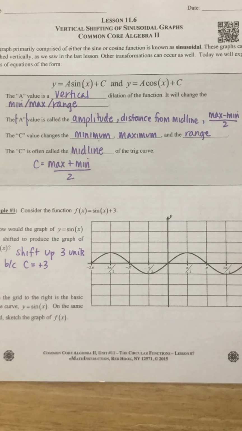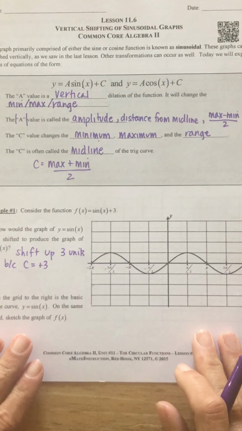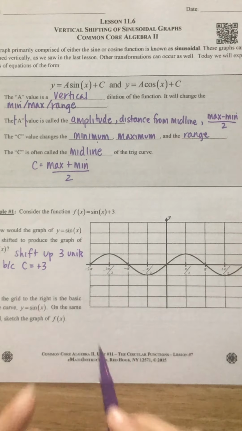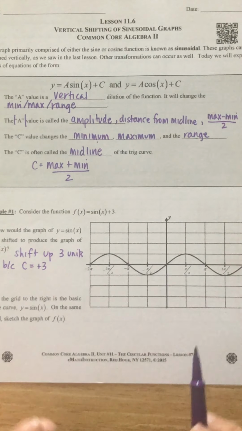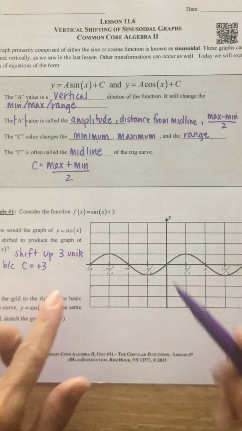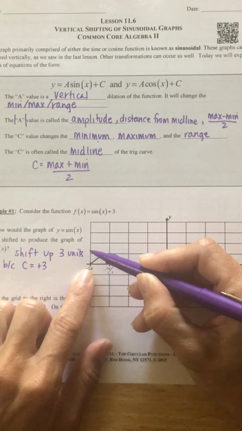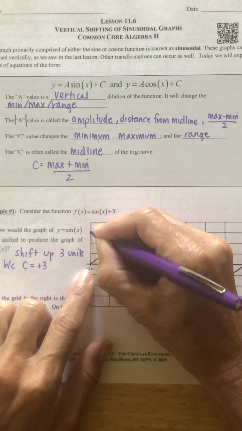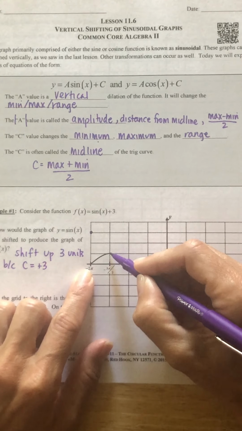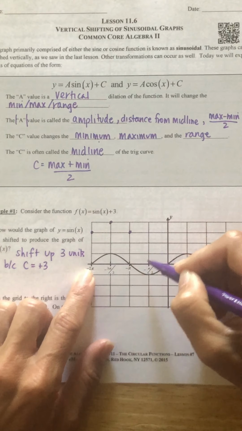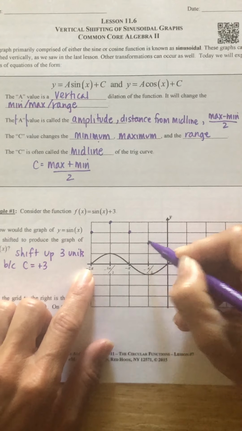Now, on B, we want to graph sine of x plus 3. Every point on this graph is shifted up 3 units. So you could technically just go to each point and count up 3. 1, 2, 3. 1, 2, 3. 1, 2, 3.